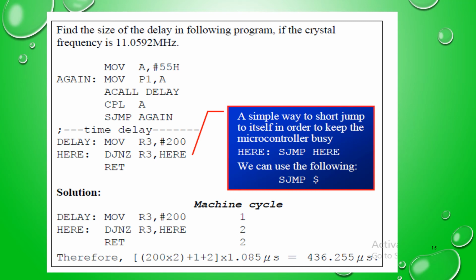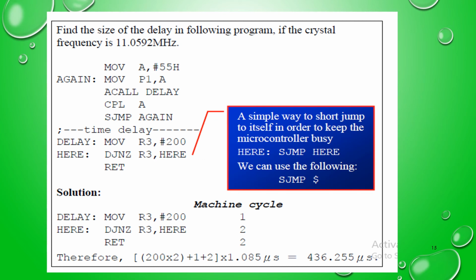Now see one more example. Here we are asking to find the size of the delay in the following program if the crystal frequency is 11.0592. How will you do that? One small code I have taken just for the sake of calculation. MOV A, 55H, MOV P1, A, so accumulator contents transfer to port 1. ACALL delay, complement accumulator, and SJMP again. As if we are doing 1010 flickering, because I have written CPL, so it complements.